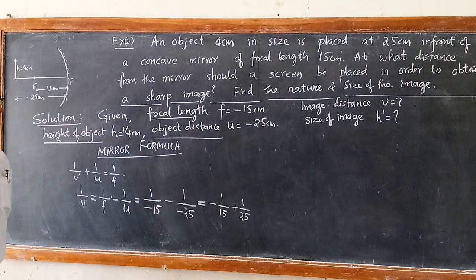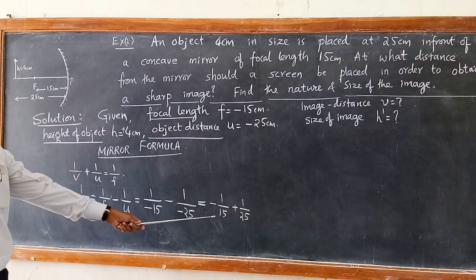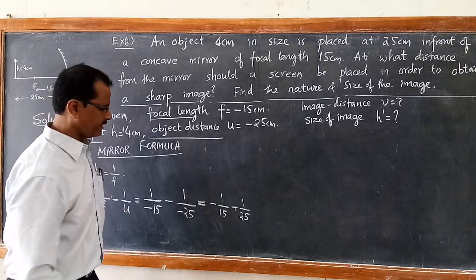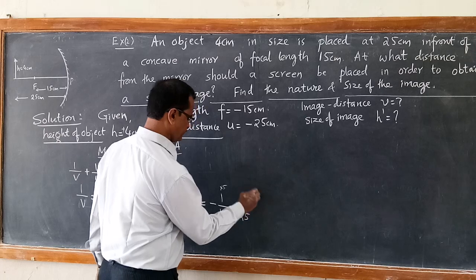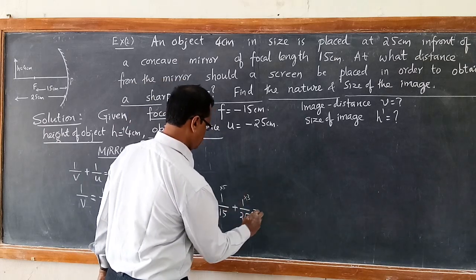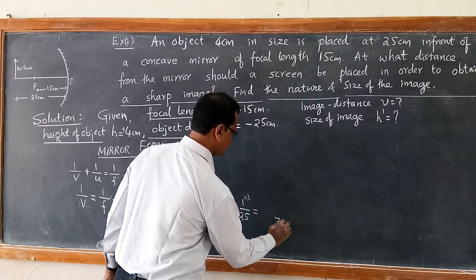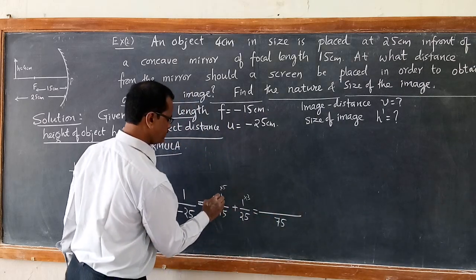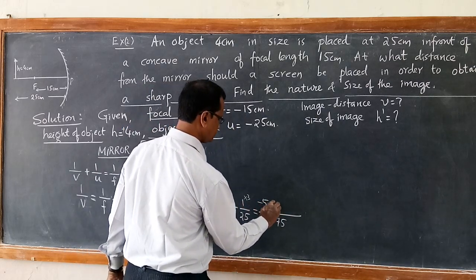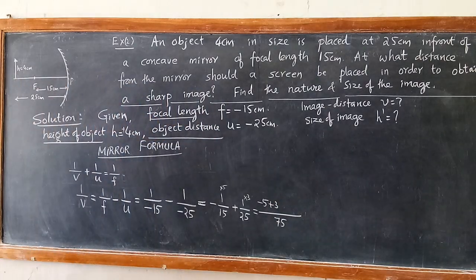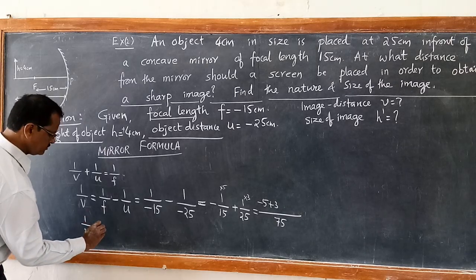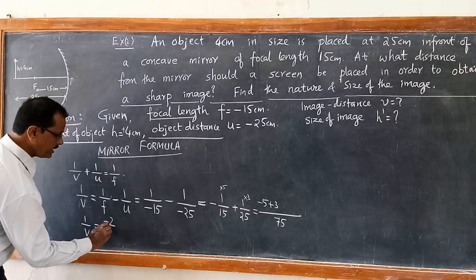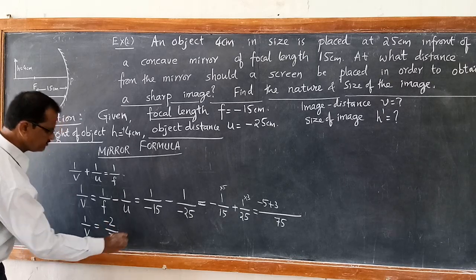So the LCM becomes 75. 15 5s are 75, 25 3s are 75. So that becomes denominator 75, numerator will be minus 5 plus 3. Minus 5 plus 3 is minus 2. Thus 1 by v is equal to minus 2 by 75.